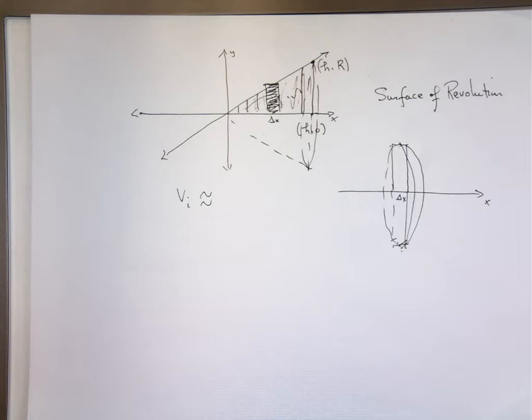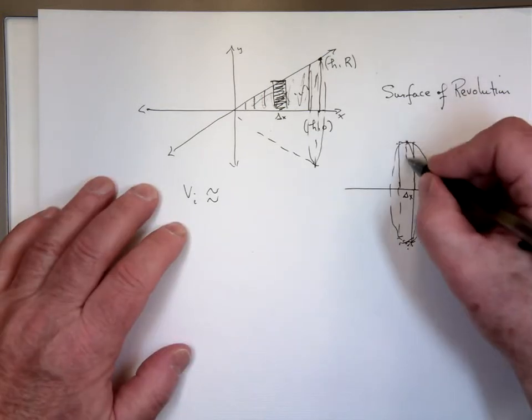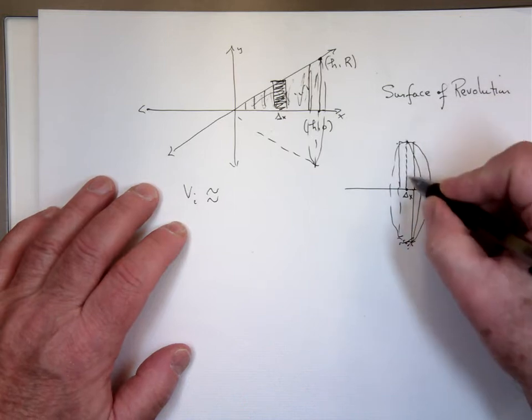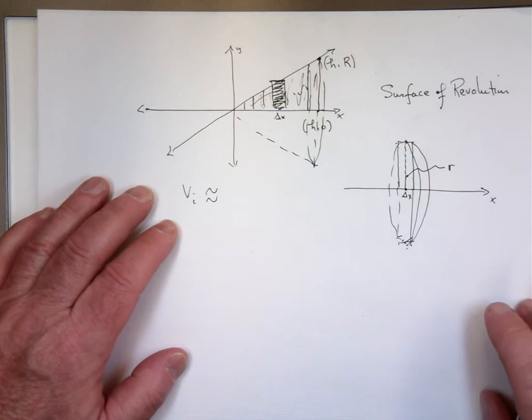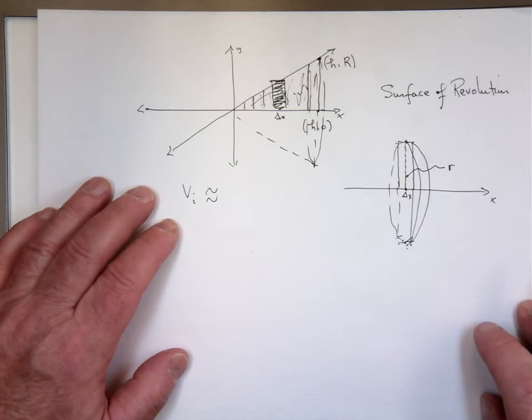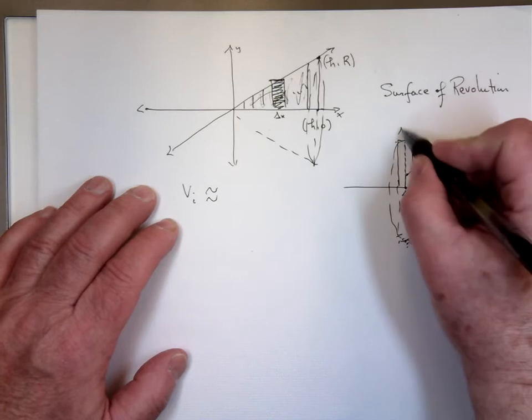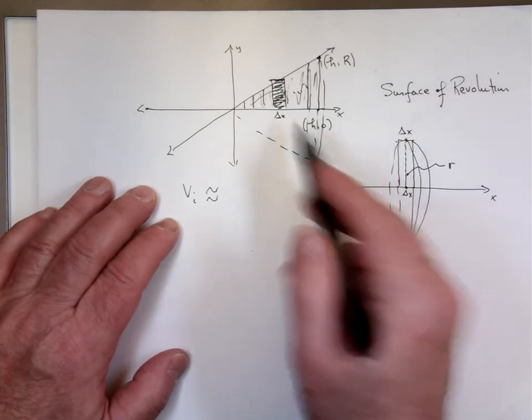So, if we can find the volume of that disc right there, it's really a cylinder. It's a disc of some thickness. We have the volume, at least an approximation for that volume. So here we go. Call this R. The volume of this cylinder is the area of the base times the height. The height of this cylinder is delta x.